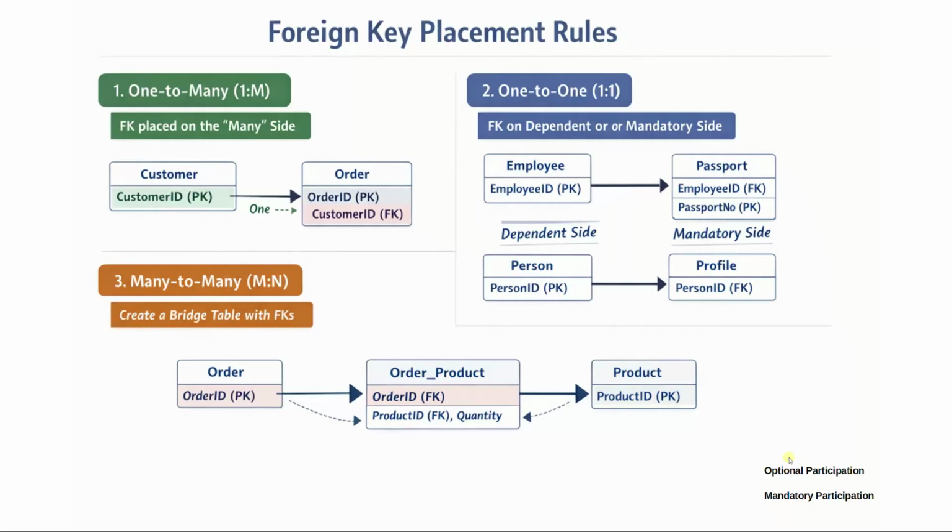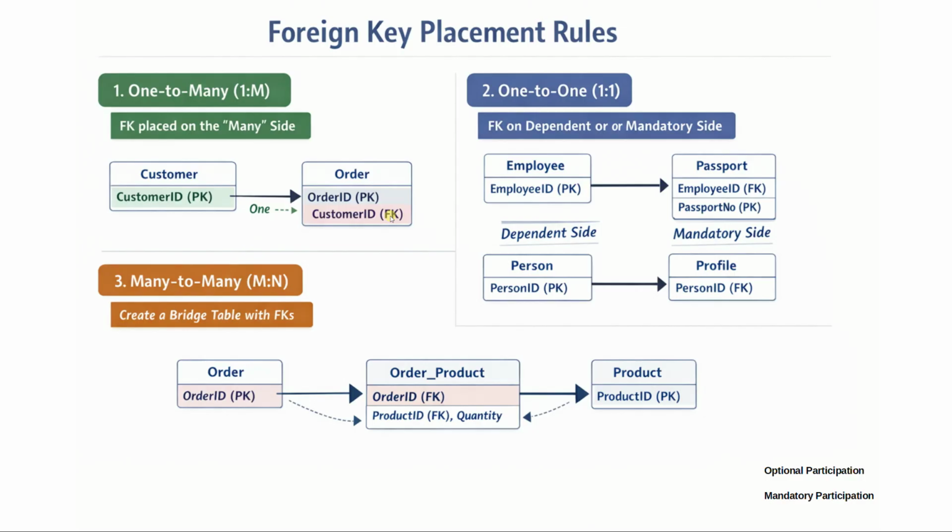Foreign key placement rules are based on the type of the relationship. If we have a one-to-many relationship between two entities, for example customer and order, one customer can have many orders. The simple rule is that the foreign key will be placed on the many side. The many side is the many orders, so the foreign key customer ID will be placed here, and this customer ID is the primary key of the customer table.